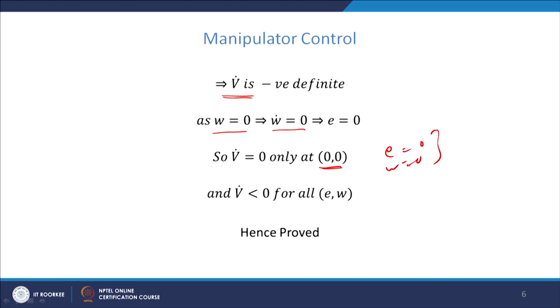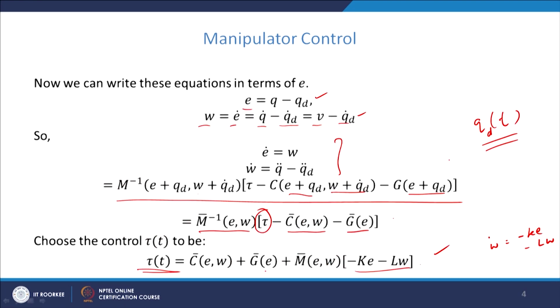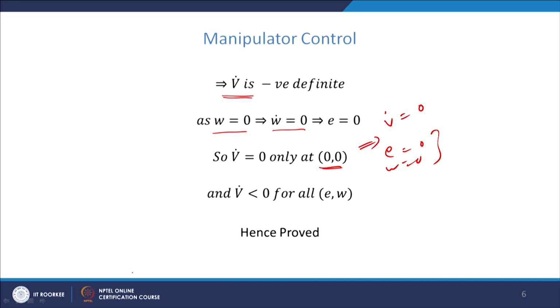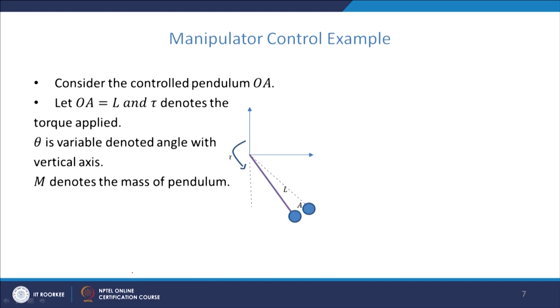V dot equal to 0 implies E is 0 and W is 0. So, it is negative definite. This implies that the system is asymptotically stable. When we select the control in this way, we get the asymptotic stability of this system. We have shown that the system is asymptotically stable in this way.